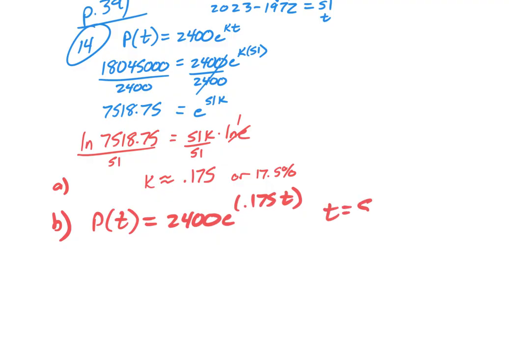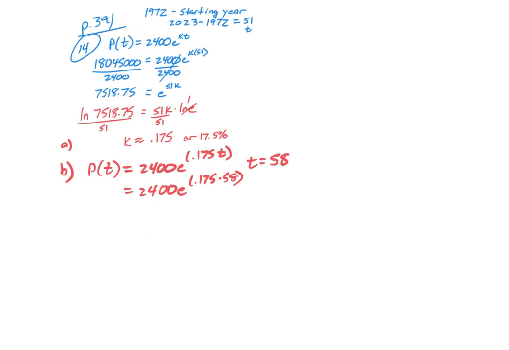Okay. So we're talking 58 years. So we're just going to plug this in. And you should be able to put this all in at once. 2400 times E raised to the, and then I would put that whole thing in the exponent in parentheses. We're just going to round our answer.